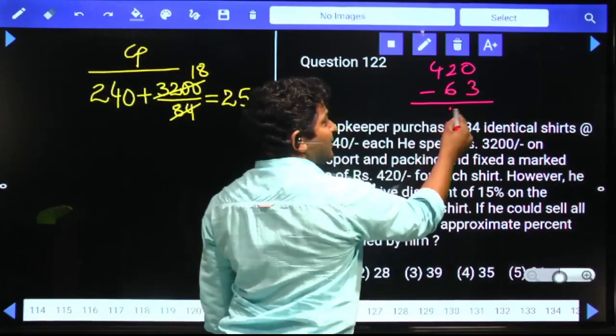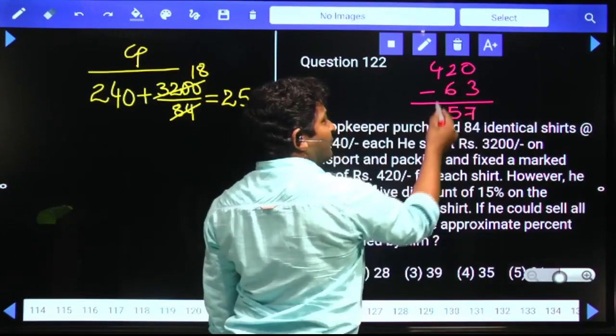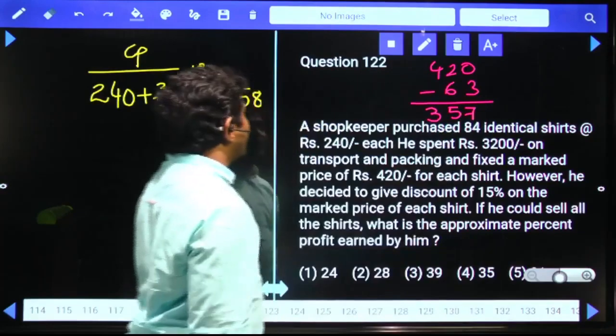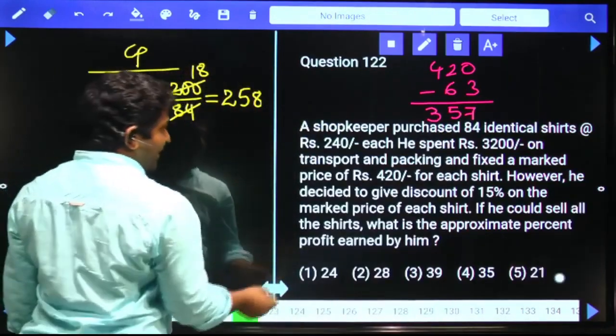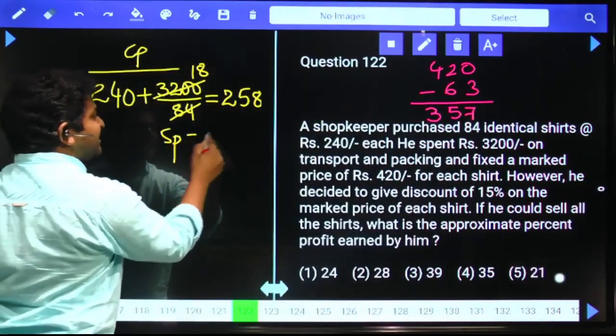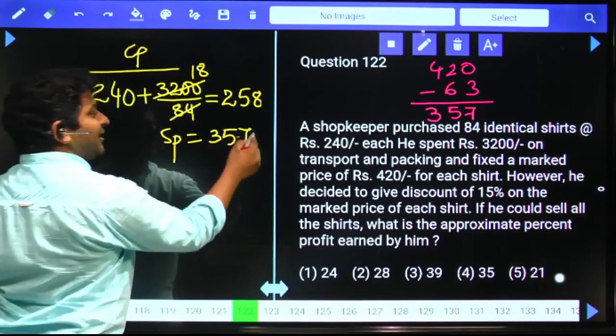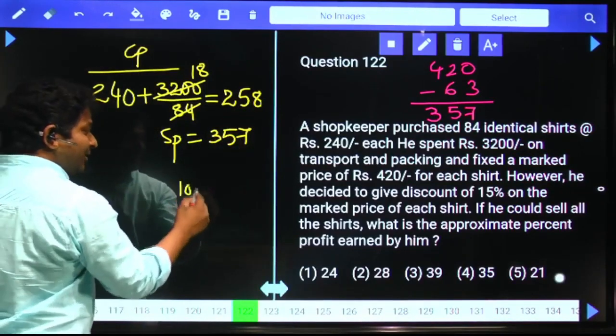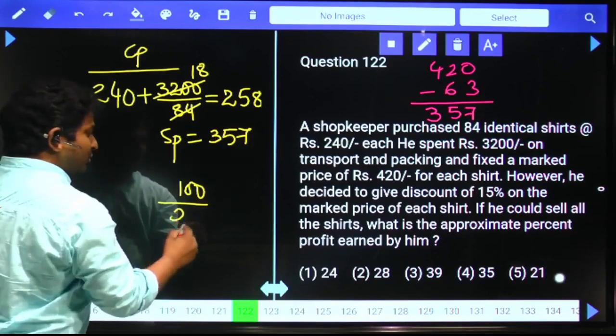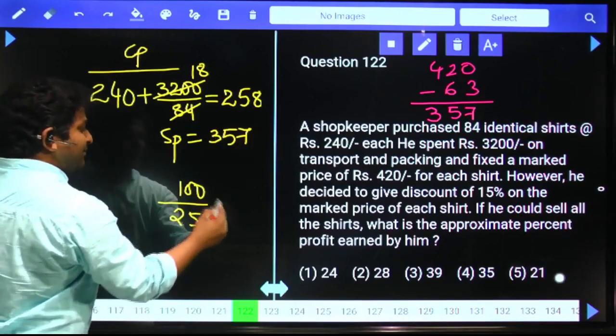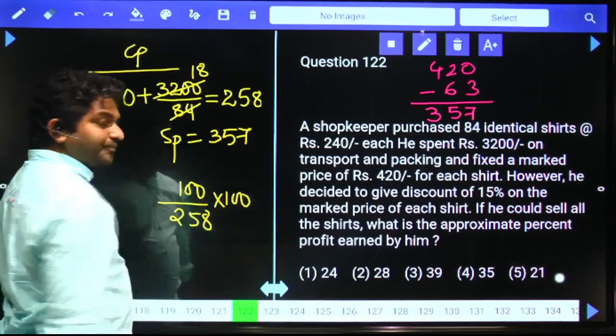120 minus 63, 57, and 400 minus 100, 300. Your cost price is 258, but your selling price is equal to 357. Approximate profit is 100 rupees with respect to 258, percentage into 100.